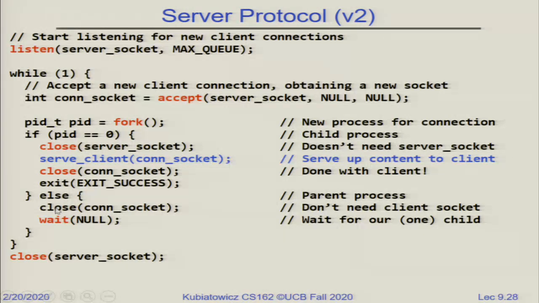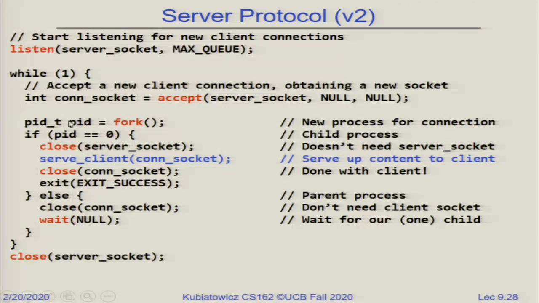What does the parent do in this particular code? It closes the connection socket. Why? Because the parent doesn't care about the communication going on. The parent is just setting communication up. And it does a wait, and then we loop.